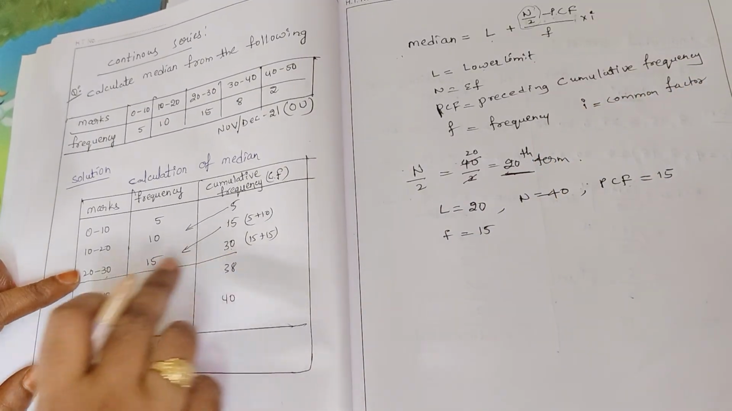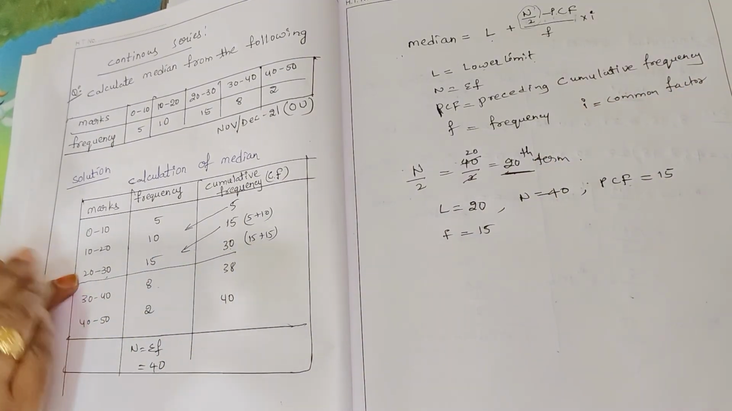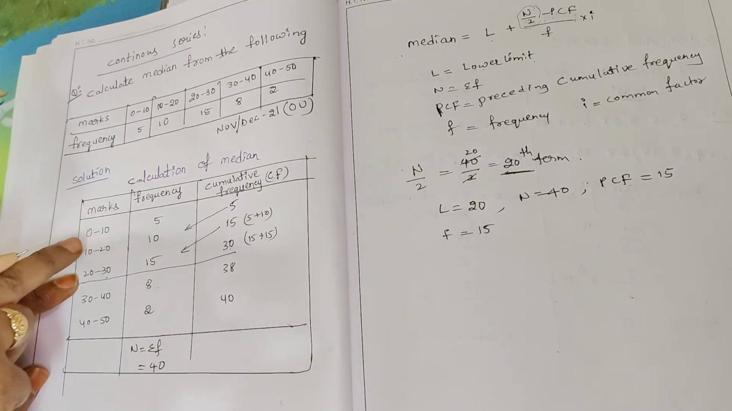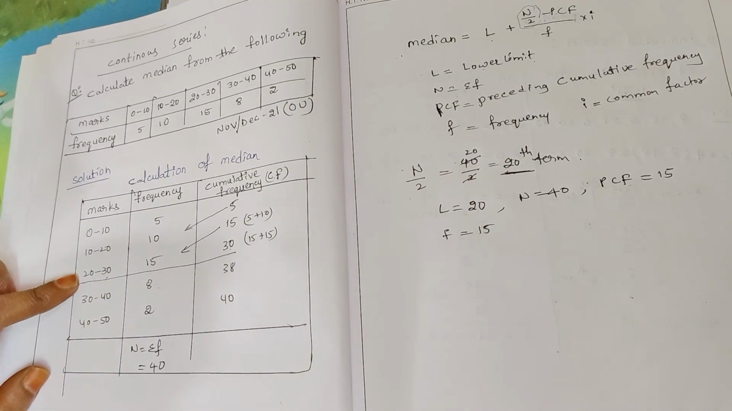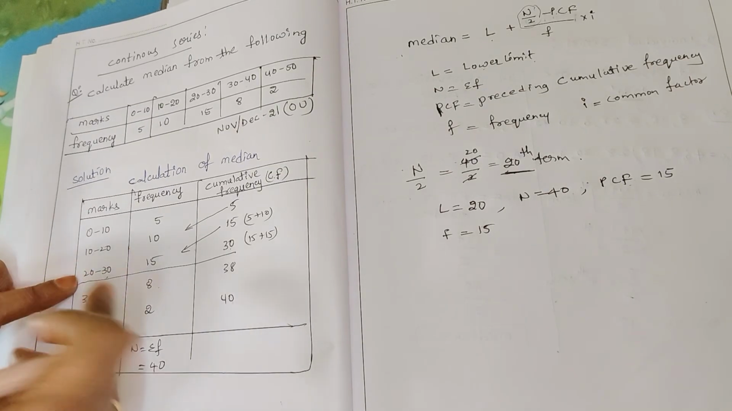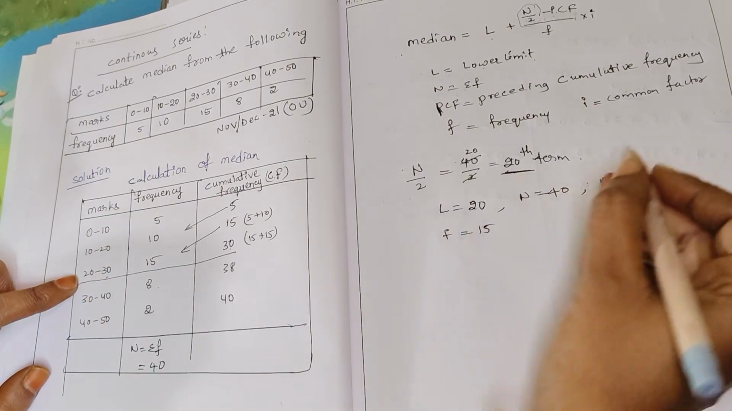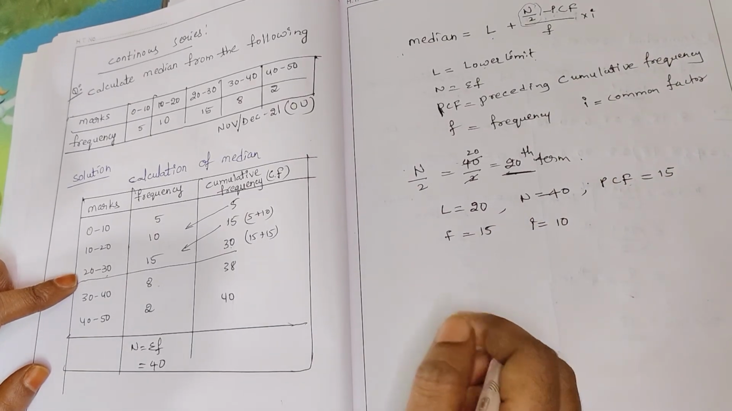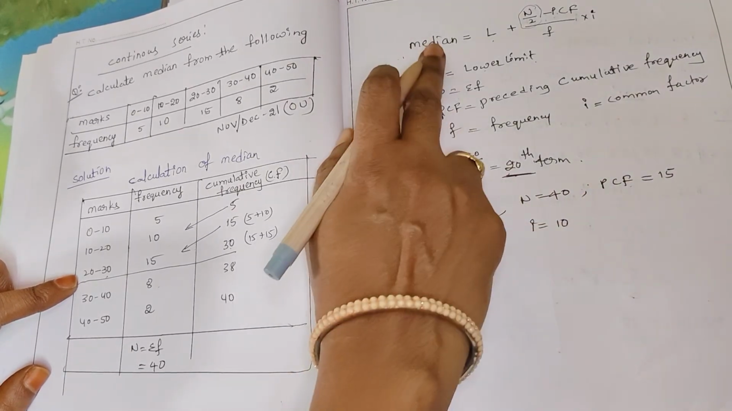Next, i is equal to the common factor. The common factor is the common difference between class intervals. 0 to 10, 10 is the difference. 10 to 20, 10 is the difference. 20 to 30, 10 is the difference. So here the difference is called the common factor. i is equal to 10. Okay, so you need to apply these values in the formula.